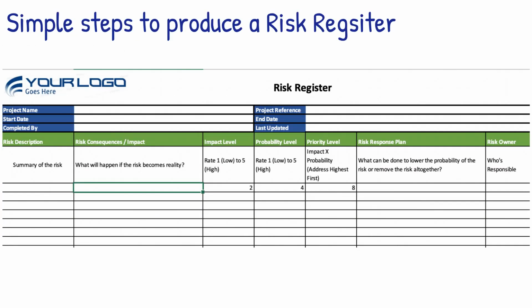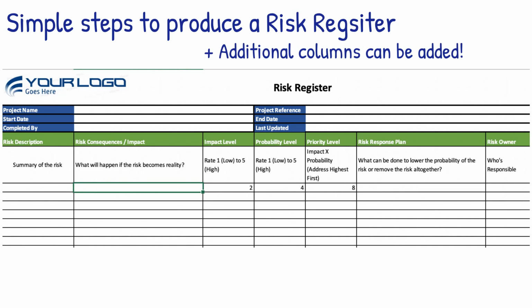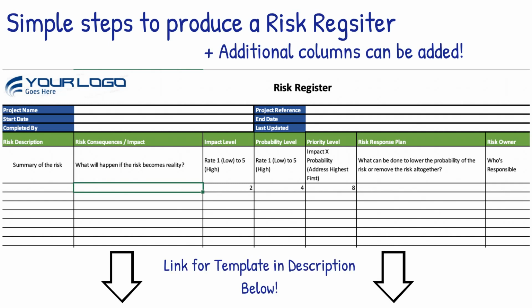It is important to remember that this is not an exhaustive list of items. This is a list of items that are often used within a risk register. Additional columns can be added to satisfy your specific construction project requirements.